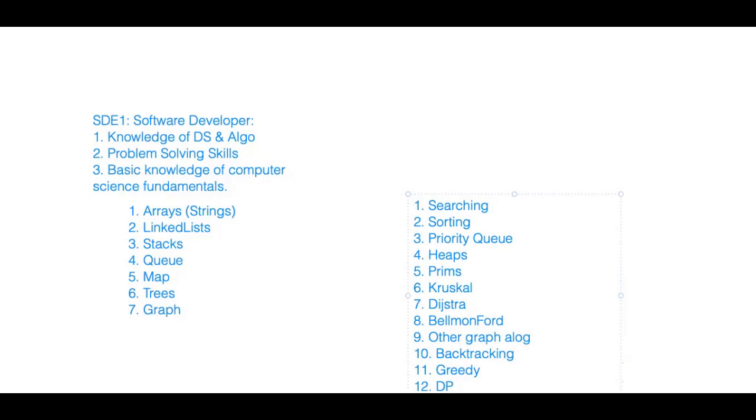Once we finish, we will move to some basics of DBMS. Then we will talk about ACID properties. Then we will talk about transactions. Then we will talk about some basics of OS. So this is something that I was thinking about. Do you have anything else to add?